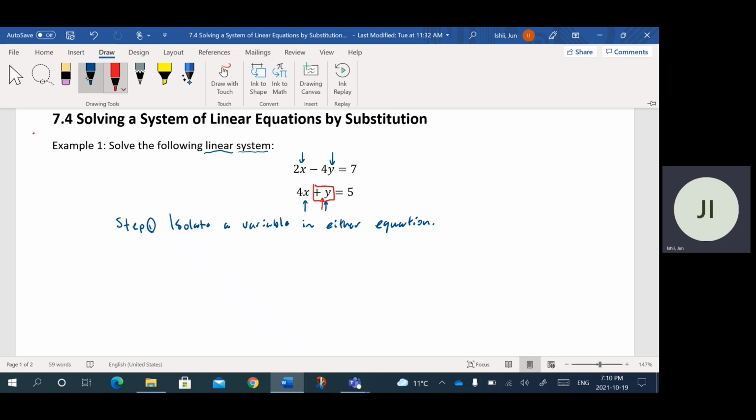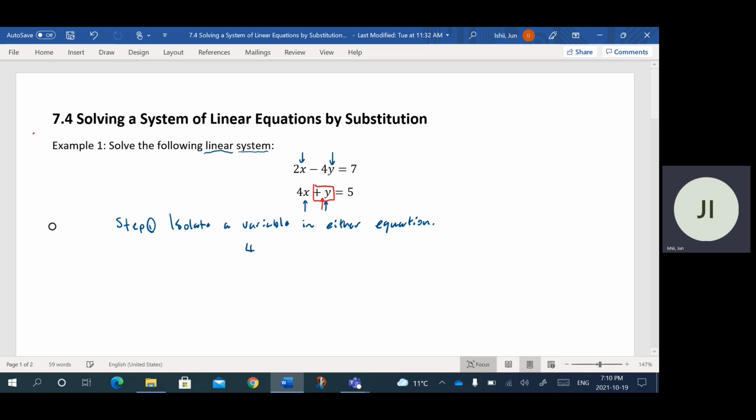So what I'm going to do here is just write out the second equation. We have 4x plus y equals 5. To isolate the y, the 4x here, we just need to move it over to the other side. So the y is going to equal 5. Now the 4x when we move to the other side changes the sign, so negative 4x. If 4x plus y equals 5, then y is going to equal 5 minus 4x.